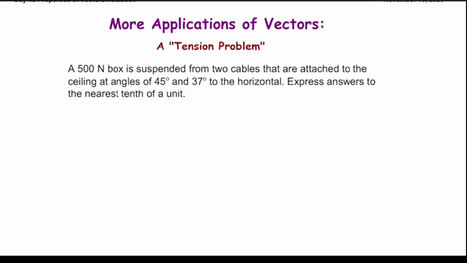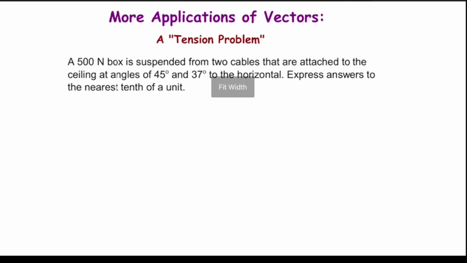Now let's take a look at more applications of vectors, a tension problem. And you might have seen something like this in physics class before. A 500 Newton box. That represents the force pulling down on the box. That's its weight, rather than expressing it in terms of mass, like kilograms, which you might be more familiar with. We're indicating it in terms of the force being exerted on the box.